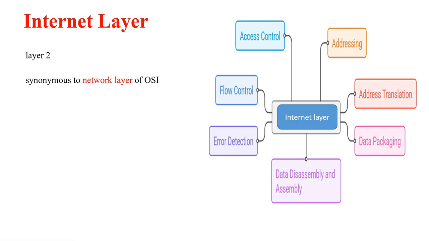That is, when the data arrives, it will not be in order, so the data will be reordered. It will be put back together in the correct order to form the original message. Then you have error detection, flow control, and access control.